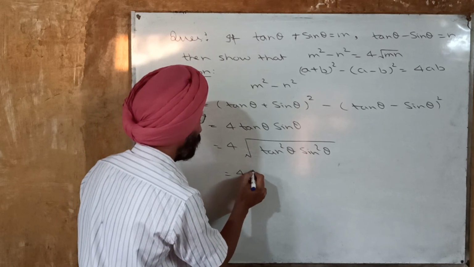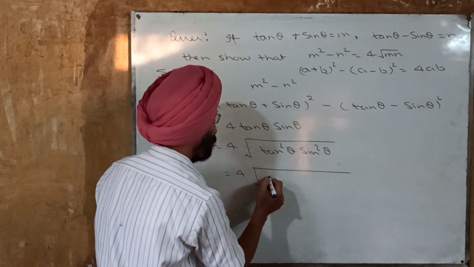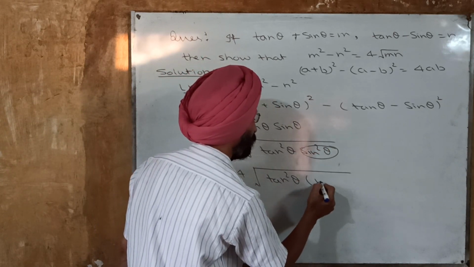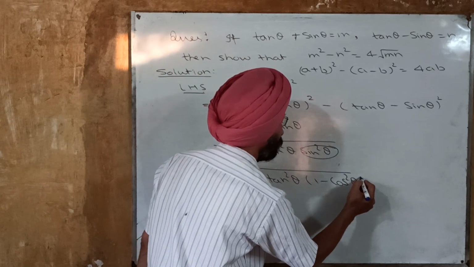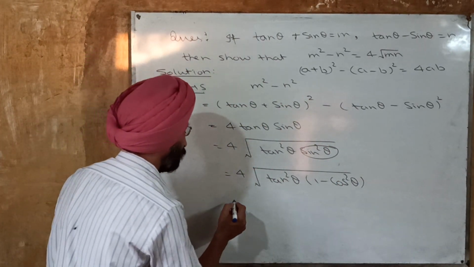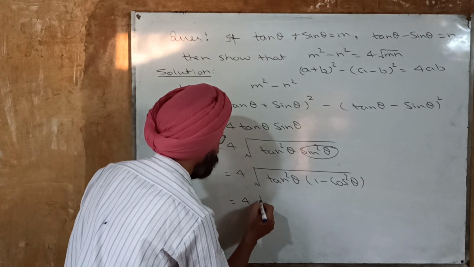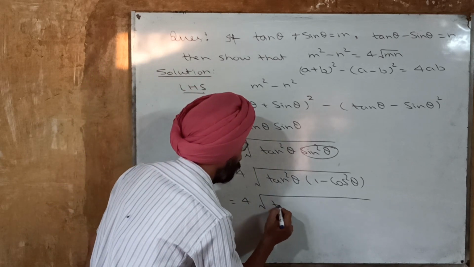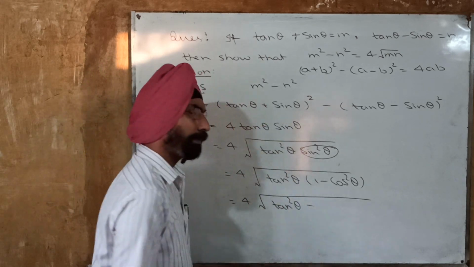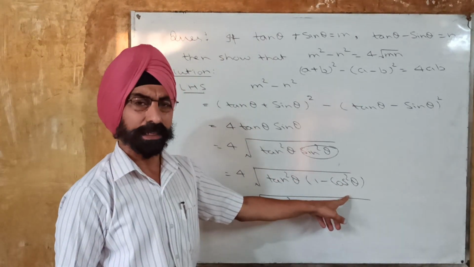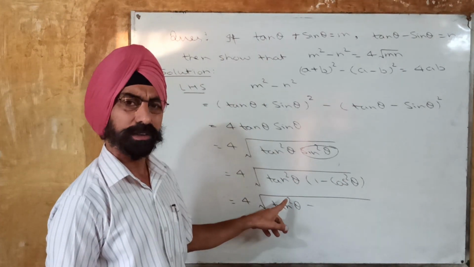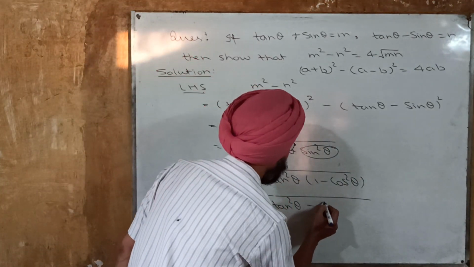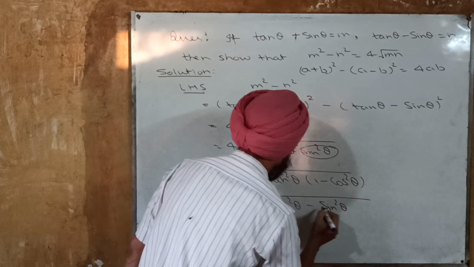And now write sin square theta as 1 minus cos square theta, and open the bracket. So it is 4 square root of tan square theta into 1 is tan square theta minus tan square theta into cos square theta. When you write this tan square theta as sin square theta over cos square theta, the cos square theta term will be cancelled out and you will be left with sin square theta.